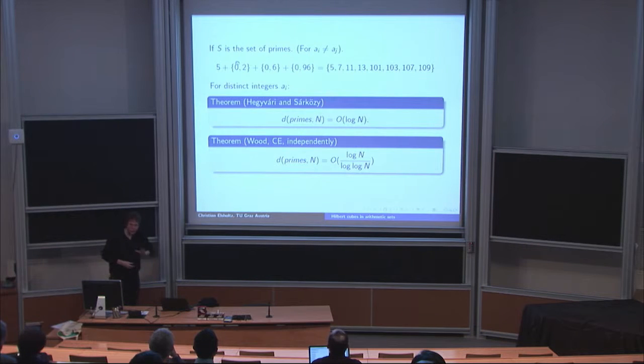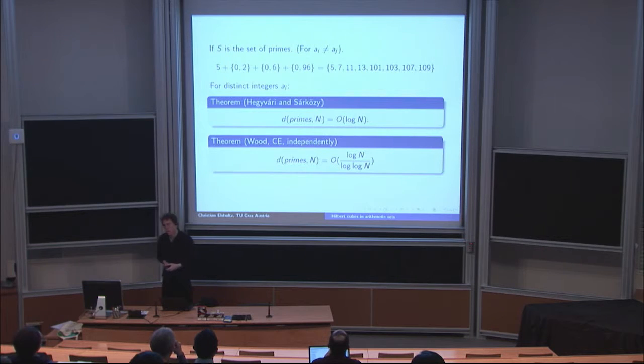So we are mainly concerned with the set of squares, but let's just give an example for primes. I gave a small example before, but what is known about the dimension? Hilbert and A. Sárközy proved an upper bound on the possible dimension of a Hilbert cube in the set of primes. We always work in finite intervals from 1 to n, and this upper bound is of logarithmic size, log n. And Alan Wood and myself independently had an improvement on this, log n over log log n.